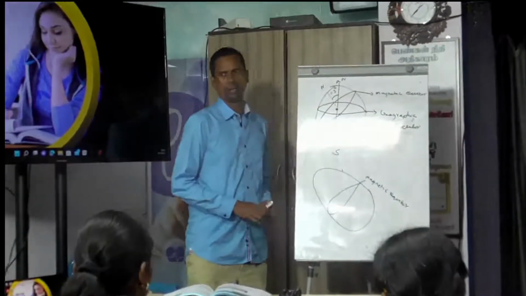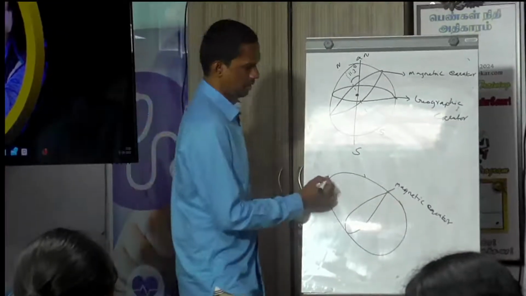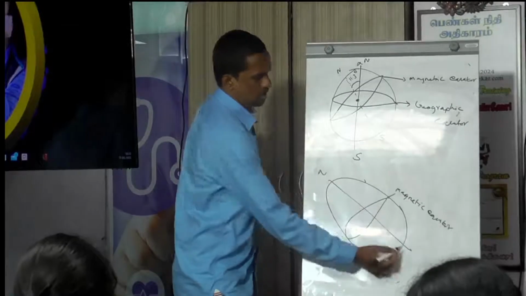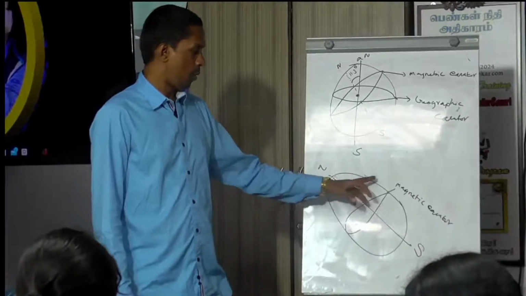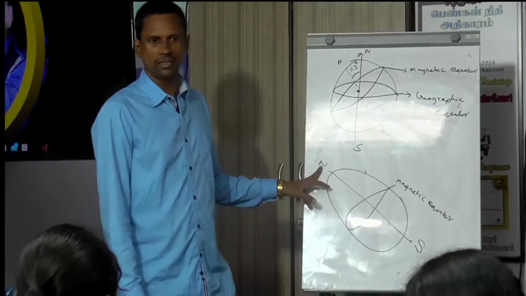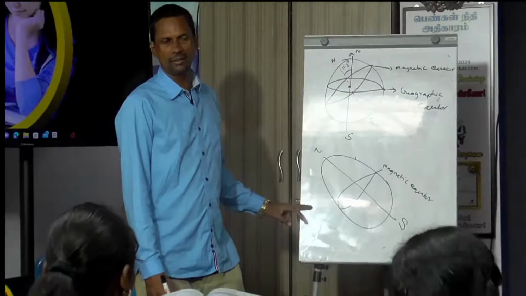Magnetic equator. Okay, so this is the magnetic equator, and this is the north pole and south pole. It is slightly inclined, just inclined at 11.3 degrees. Why is it inclined by 11.3?